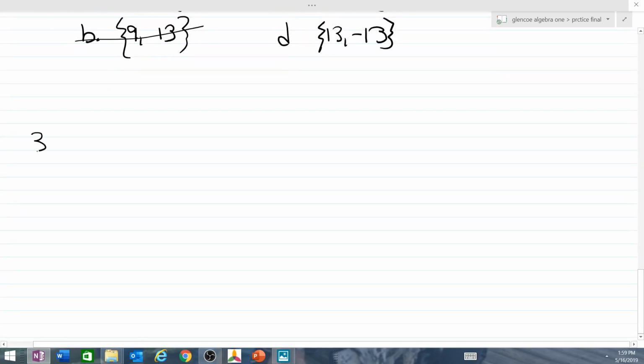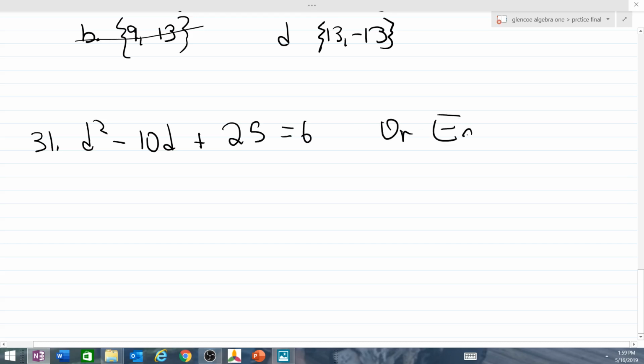Okay, 31. I'm going to spend some time here. d squared minus 10d plus 25 equals 6. This is my original equation. Let me just go on record as saying any quadratic equation can always be solved by which method that works every time? The quadratic formula and/or completing the square. For the quadratic formula, remember one side has to equal 0, so you could subtract 6 from each side. But there's actually an easier way.